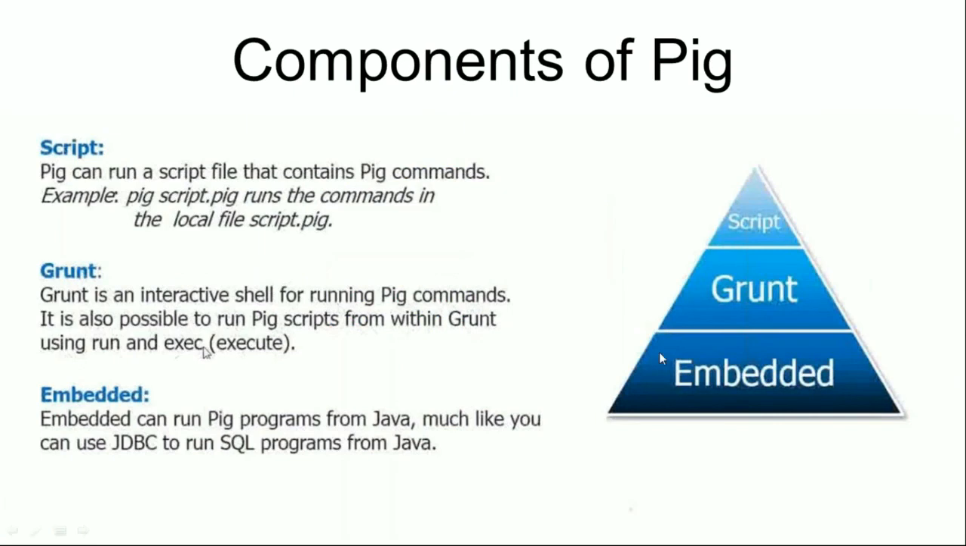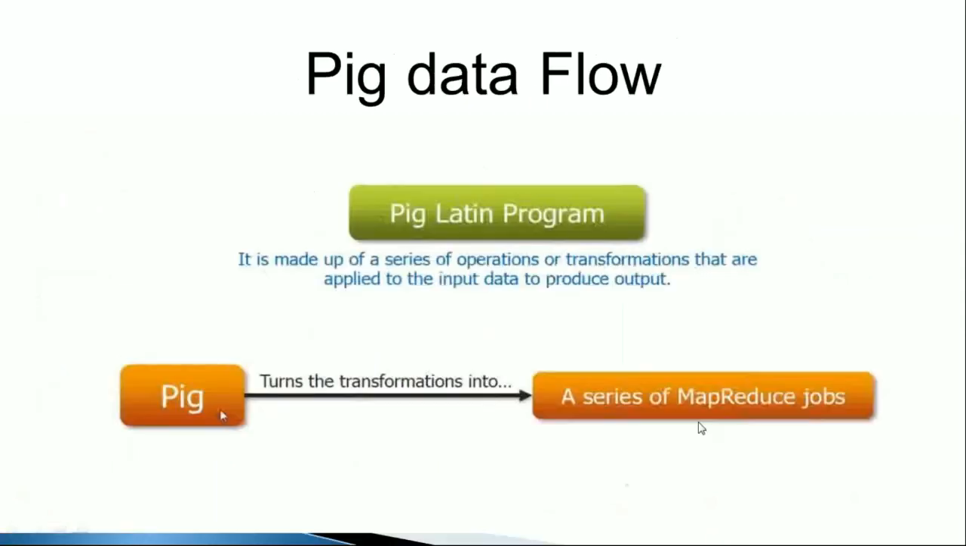Now Pig has 3 components. One is embedded, which is on the Hadoop part. One is Grunt, which is a shell, and one is a script. Now this is where we programmers will write the job, and this is where we run the job, and this is where the job translates into MapReduce. Now a Pig program transforms into multiple MapReduce jobs to get the results of the data that is being processed, and that transformation runs on the Grunt shell.